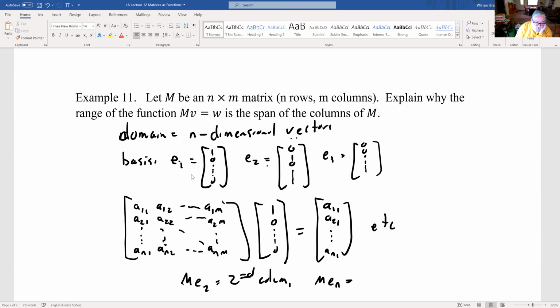Let's see, M, oh, did I get this backwards? M columns. First row, second column. So I want to multiply this by things of dimension m. Oh, fudge. So this should be m dimensional vectors. Okay.